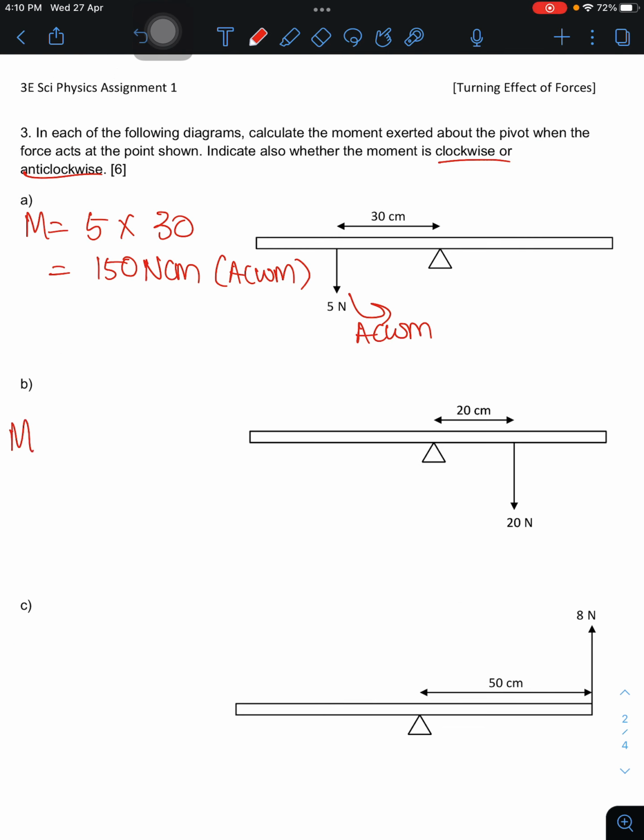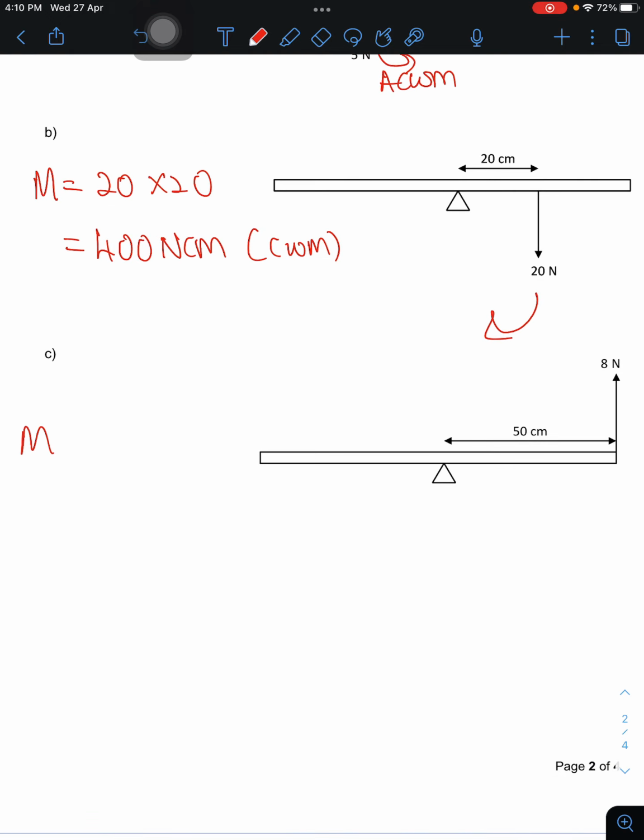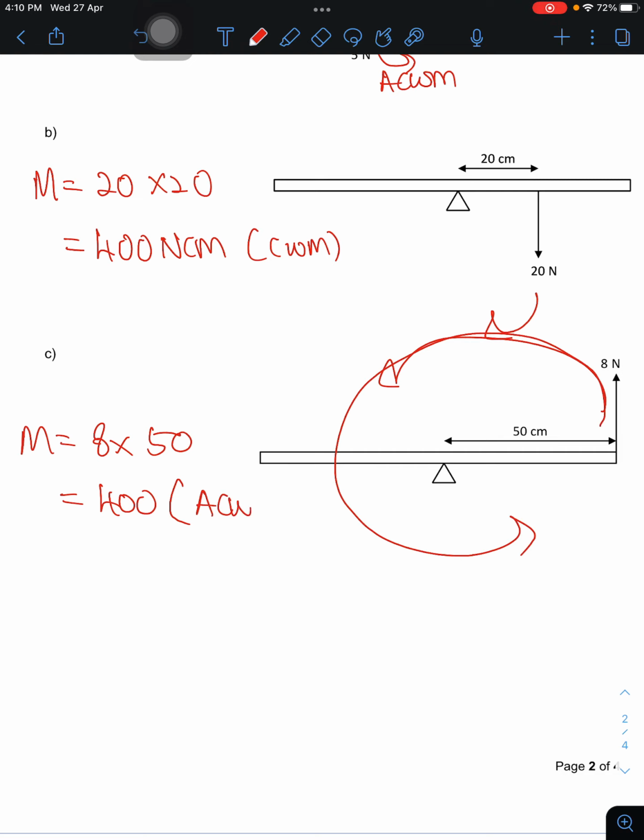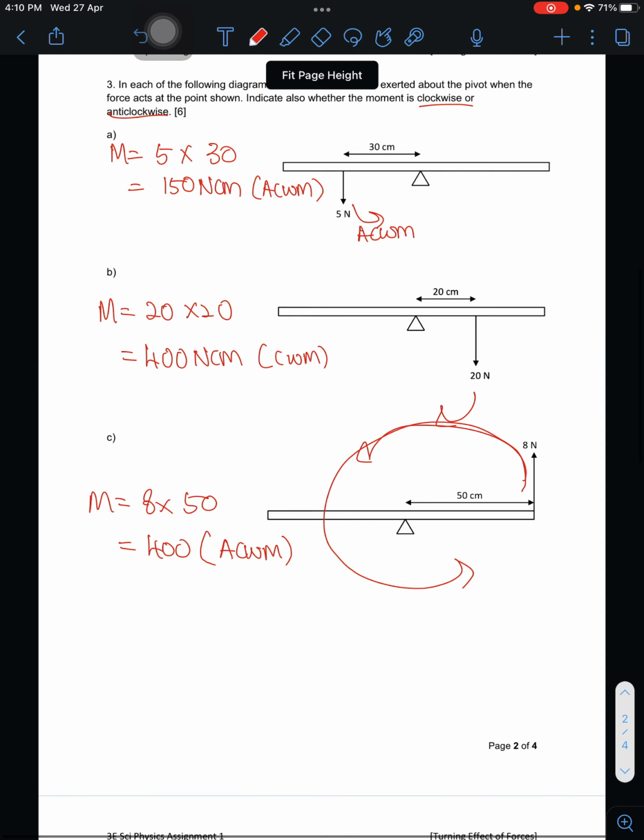B, moment equals 20 times 20, I get 400 Newton cm. So what's the direction here? Clockwise moment. C, moment equals 8 times 50. This is also 400, is it? 8 times 50, is it 400? Yeah, okay. But the thing is, the direction is acting on the right hand side but it's not coming down. Instead of pushing it down, I'm actually pulling it up. So this is the direction that we're talking about. So what direction is this? Anti-clockwise moment. 6 marks.